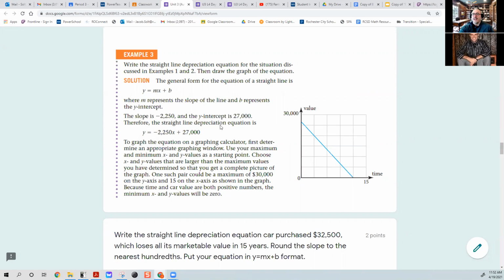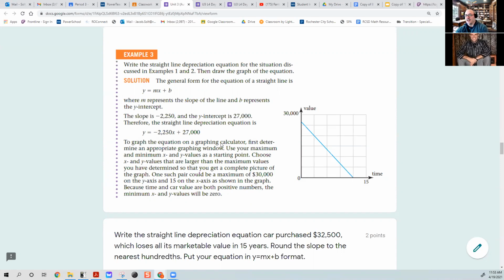Therefore, the straight line depreciation equation is y equals negative 2,250 times x, how many years we're talking about, plus $27,000. All right. So if we already know the y-intercept because we have the coordinate points of where this thing begins, it makes it really, really easy to determine the equation.